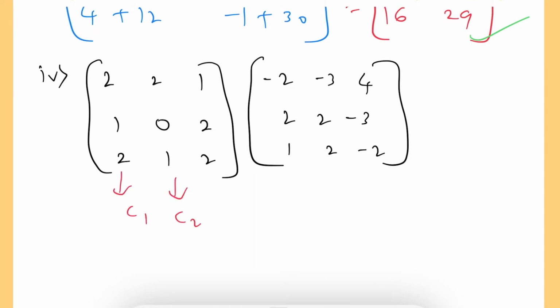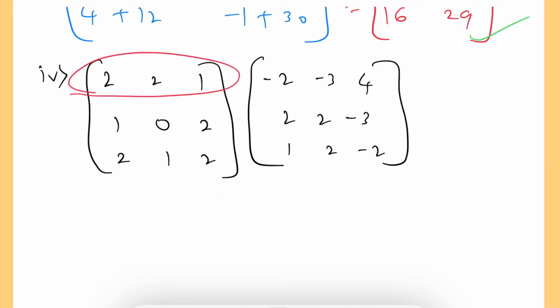Column 1, column 2, column 3, row 1, row 2, row 3. The number of columns in the first matrix is equal to the number of rows in the second matrix. So multiplication is possible. Okay, let us do that multiplication now.